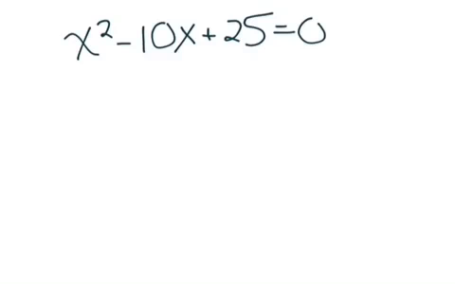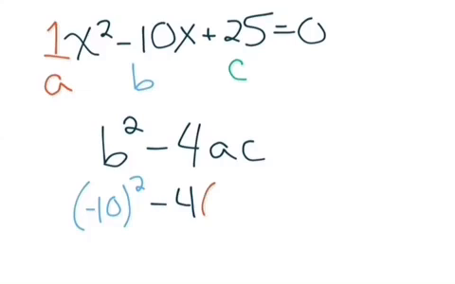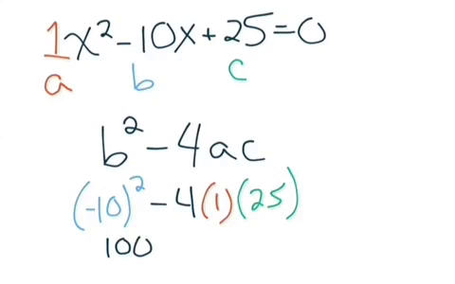Right, so let's look at this one here. We'll identify our a. Our a is our invisible 1. Our b is negative 10. And our c is 25. And remember, our discriminant is b squared minus 4ac. So we need to put in our numbers here. That would be negative 10 squared minus 4 times a, which is 1, times c, which is 25. So we're going to have positive 100 minus 100, which equals 0.